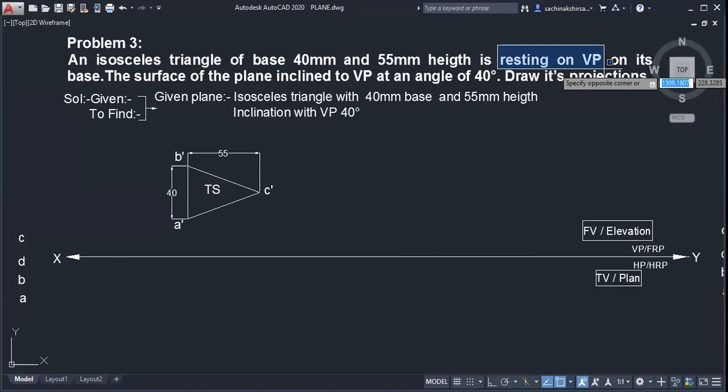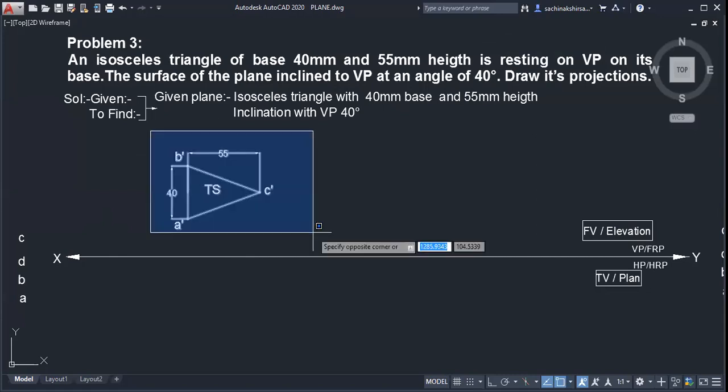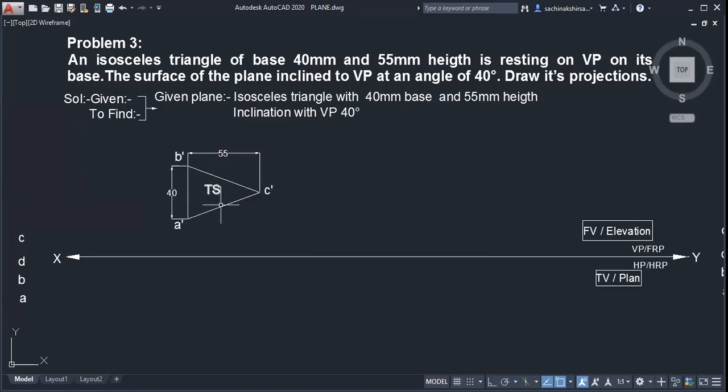So next, what we have to do? If I ask at this stage, which is the base of this triangle? A dash B dash, or AB in short. For the triangle ABC, AB is the base. Right now, AB is the base, and the plane is resting on that base. So once the true shape is over, what are we doing?